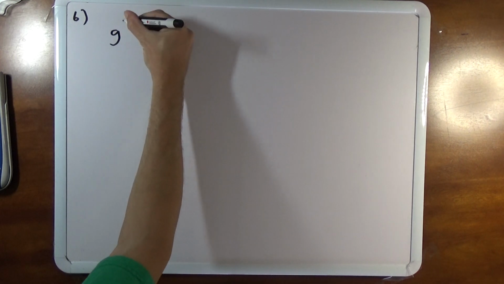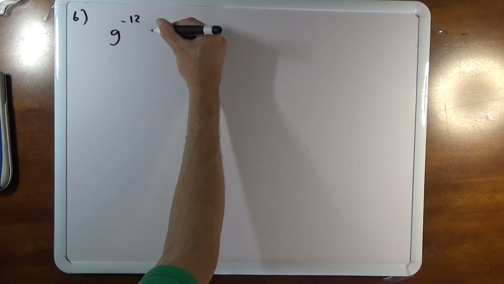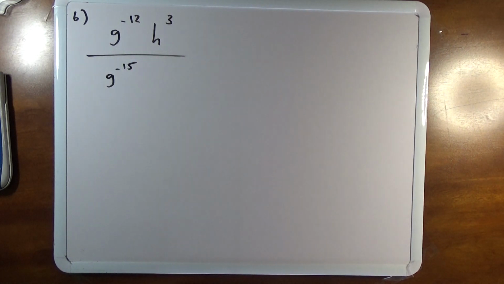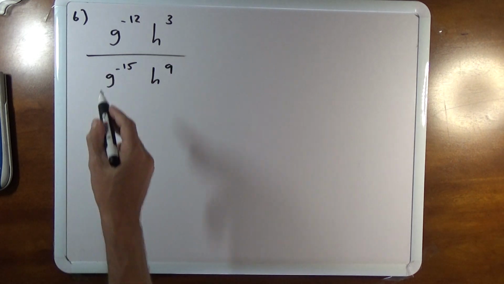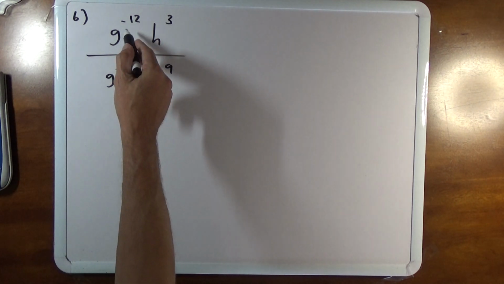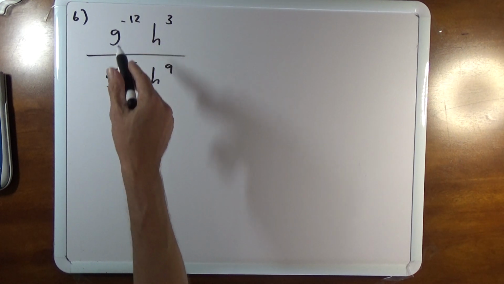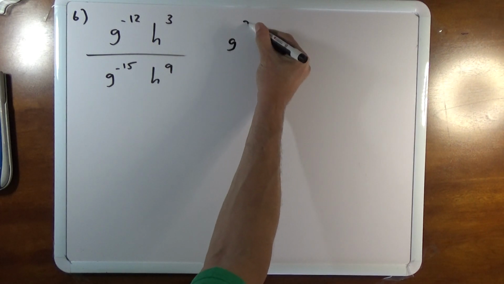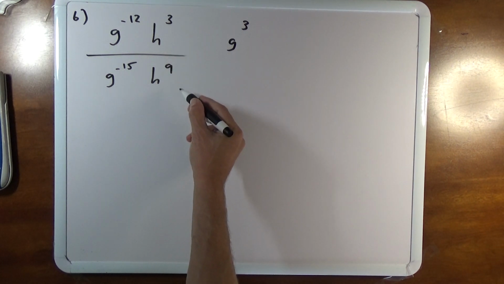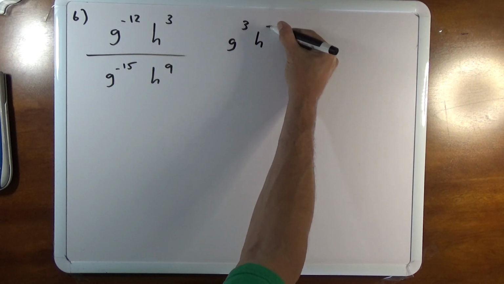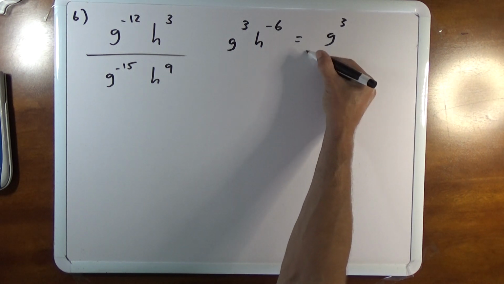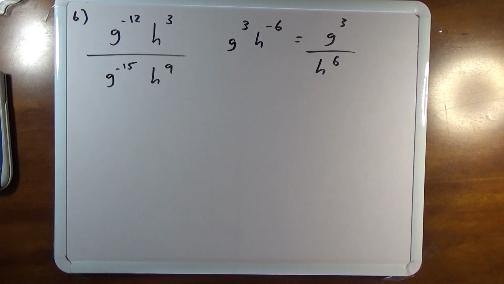Is g to the negative 12 h cubed over g to the negative 15 h to the 9th. So let's do the division. So this is g to the negative 12 divided by g to the negative 15, which is g to the negative 12 minus negative 15. So it's negative 12 plus 15, which is 3. And then h cubed divided by h to the 9th is h to the 3 minus 9. So 3 minus 9 is negative 6. And I'll just rewrite that with positive exponents. Right, so h to the negative 6th is 1 over h to the positive 6th. Make sure I copied that down right.